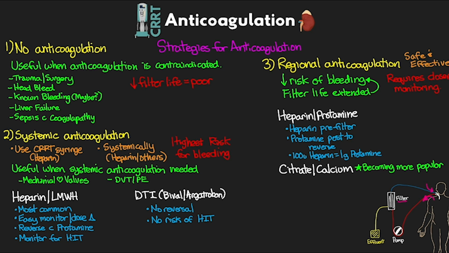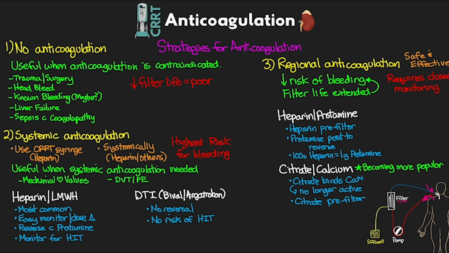Now, in order to understand how this combination is actually beneficial, the citrate actually binds with calcium, which is a key player in almost all parts of the clotting cascade. Once the calcium is bound, the citrate is no longer activated. And so what we do here, looking at our diagram, is give the citrate pre-filter, just like we did with the heparin protamine combo. And then most of the unbound citrate is actually going to be removed via the filtering process.